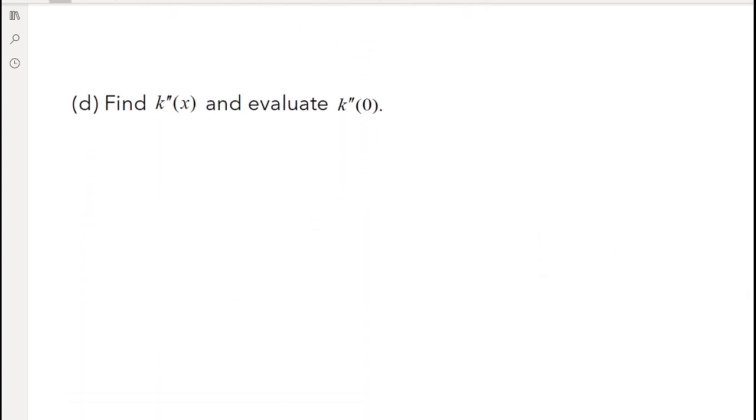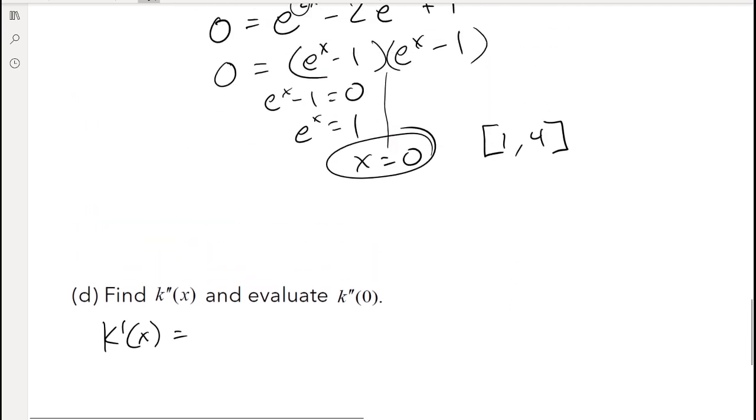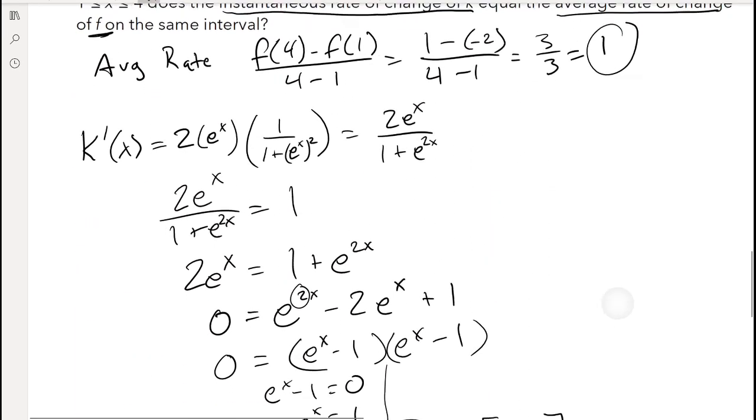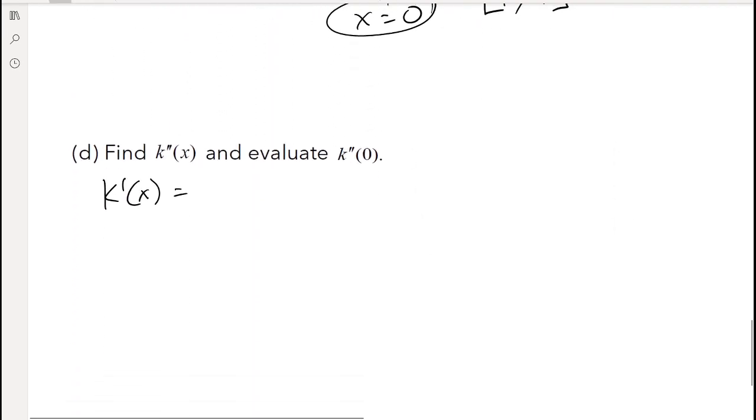Part D is a pretty straightforward question here. Now it's just asking you to find the second derivative of k and then evaluate that at 0, right? So k prime of x that we found earlier was 2e to the x all over 1 plus e to the 2x.